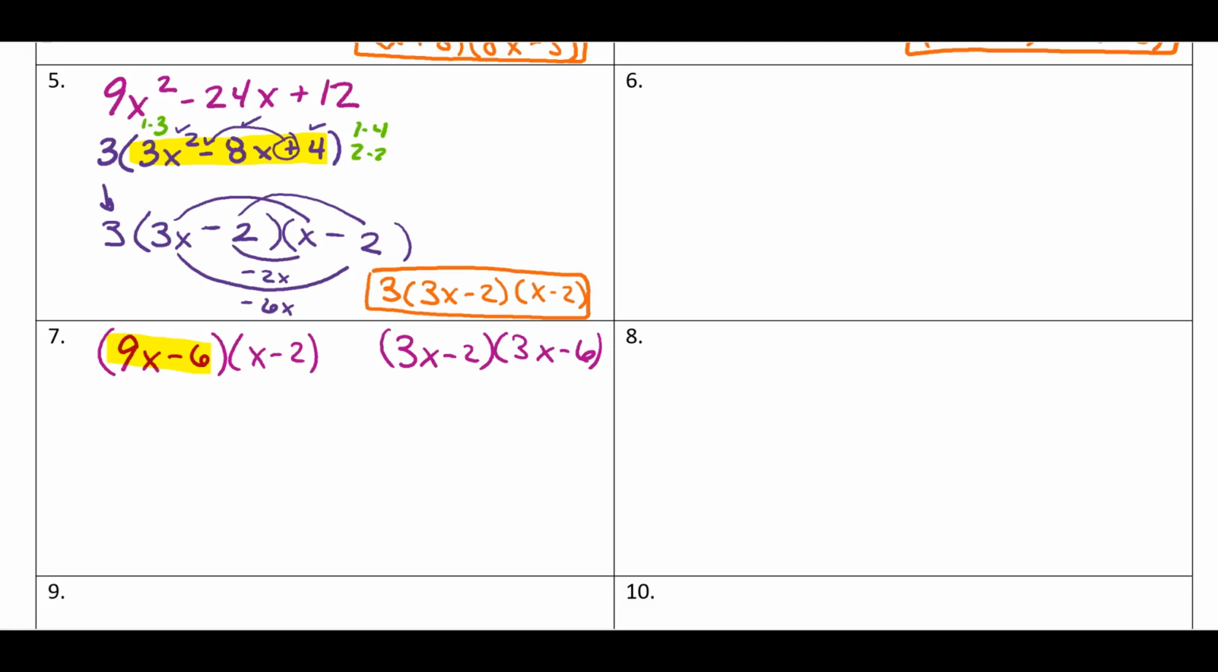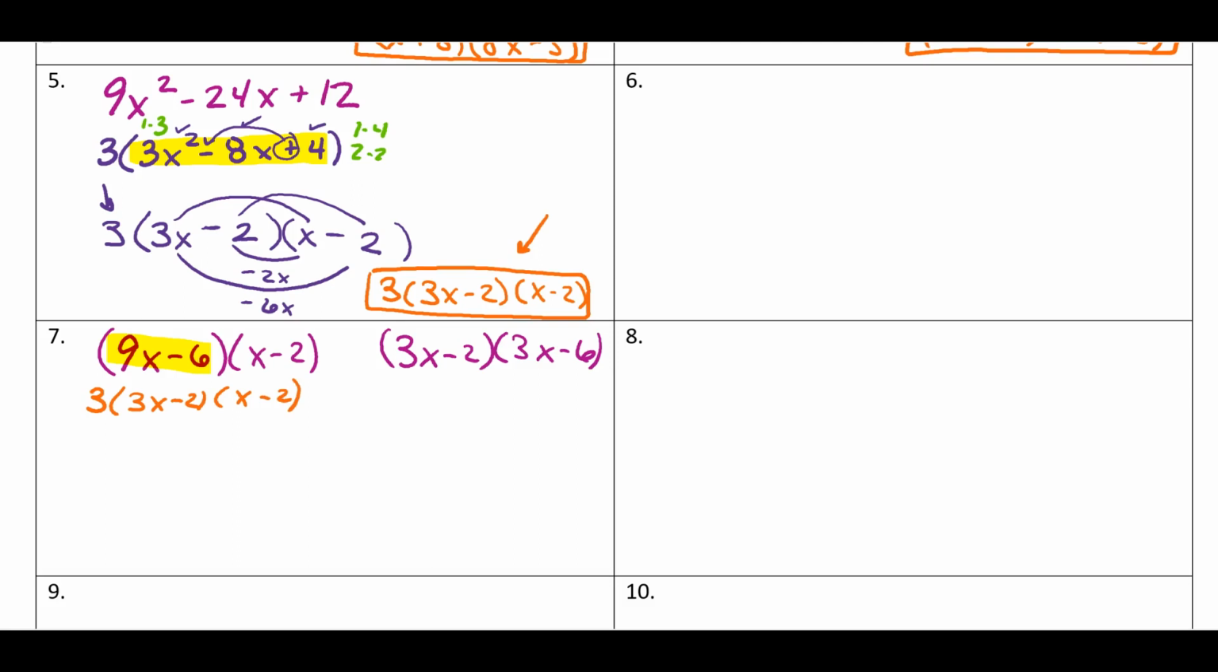Notice here on 3x minus 2 and x minus 2, my original answer right here, 3x and 2 don't have anything in common. X and 2 have nothing in common. Whereas here, 9x and 6 have a 3 in common, which means they could factor out a 3 and get 3x minus 2 times x minus 2.